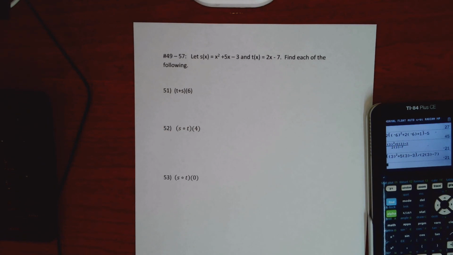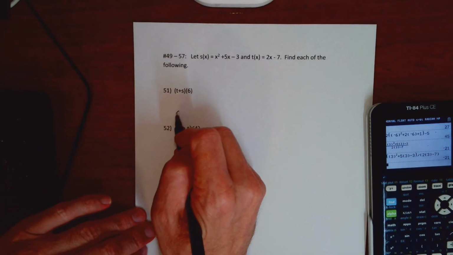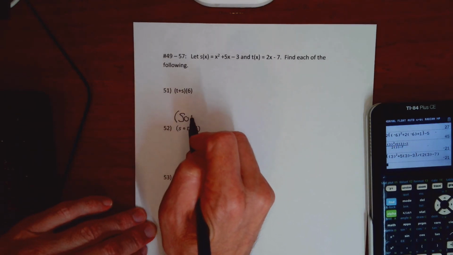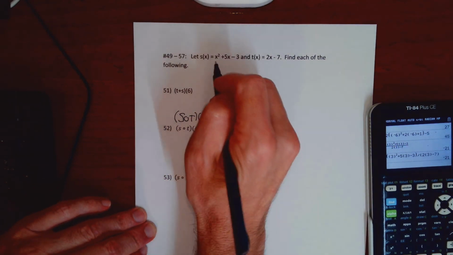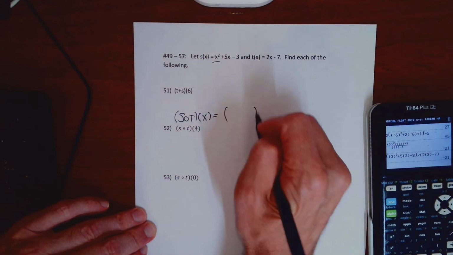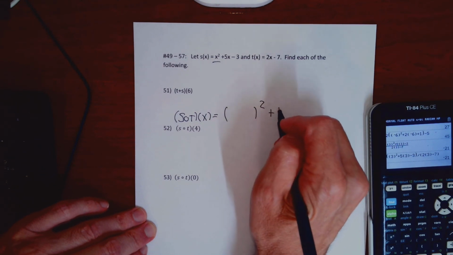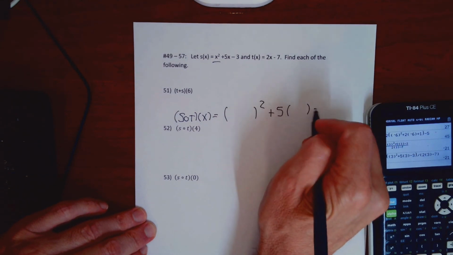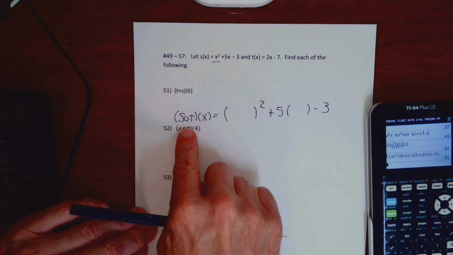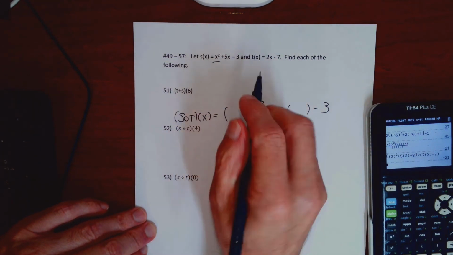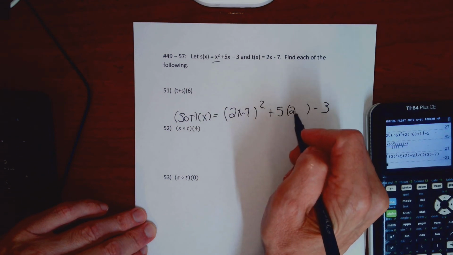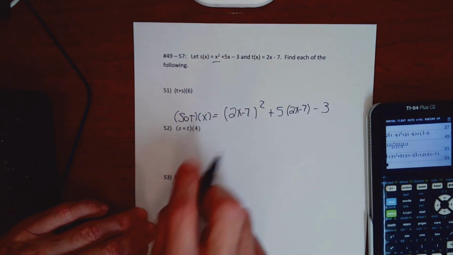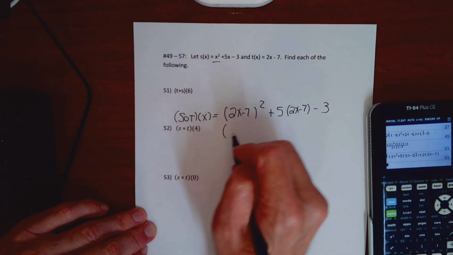I'll do 52 on this. 52, I want to find where I'm going to plug that 4 in, so I'm going to do s composed with t of x. I'm going to write the s function without the 2 x's that are in it. And in place of those x's, I'm going to write the right side of the function that's written second, which is the t function. And now I'm going to change the x's to 4.